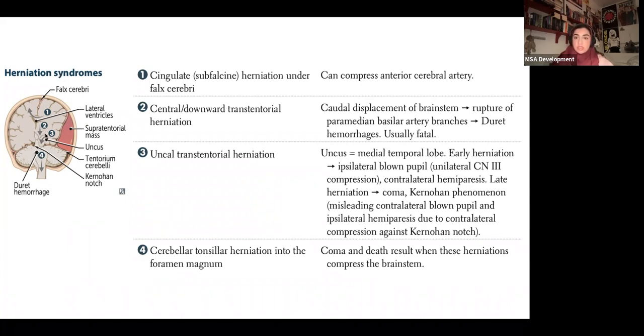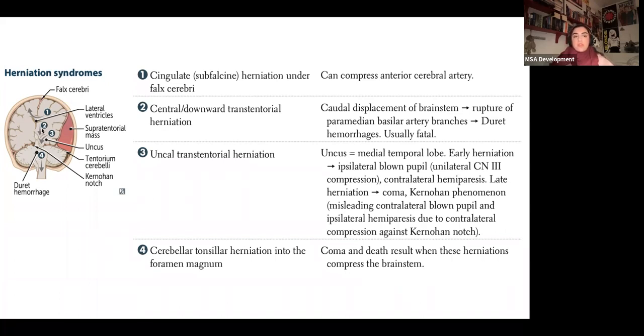It can cause hemorrhages as well, because of rupture of the paramedian basilar artery branches, okay? But this is, at least in my experience and from what I have seen in your exams, the least spoken about, but it is obviously important to know because it is there, right? This is the least spoken about type of herniation. 1, 3, and 4 are a little bit more commonly tested.